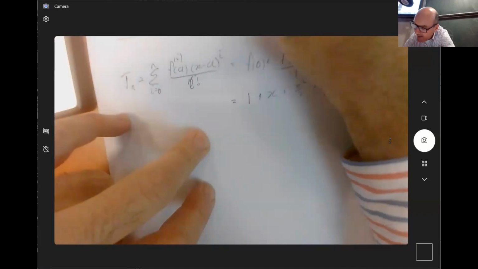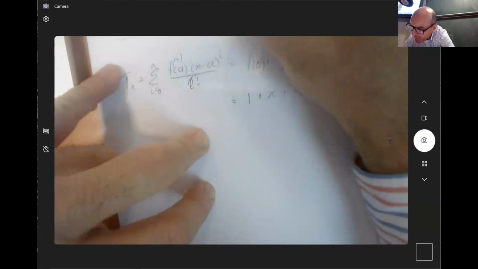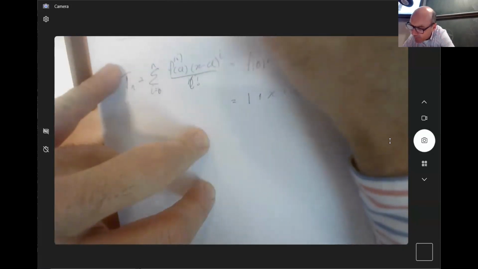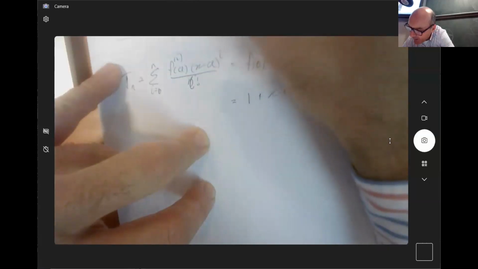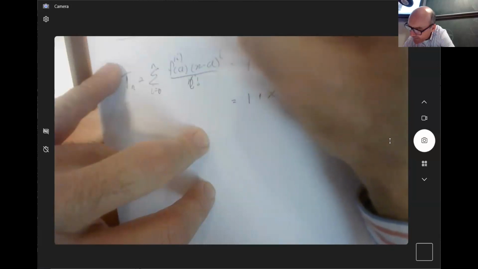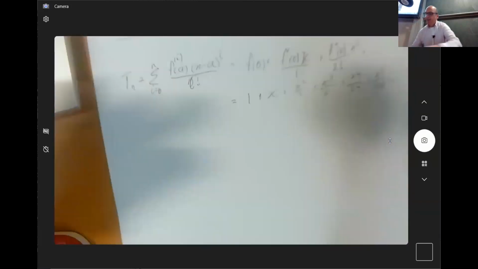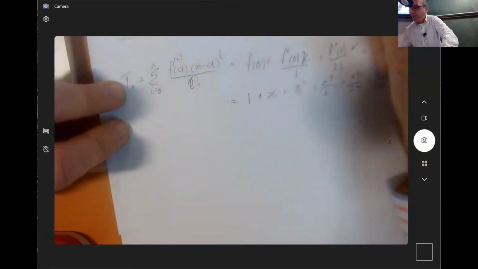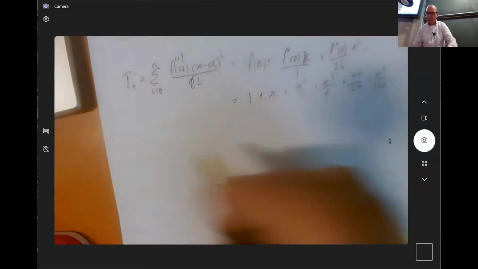If I do sine of x, and then cosine of x... sine of x, so my function is sine of x, my derivative is cosine of x, my second derivative is minus sine of x, and then minus cosine of x, and then I'm back to where I started. And when I evaluate those at 0, I get 0, 1, 0, minus 1. So I've got this sort of pattern.